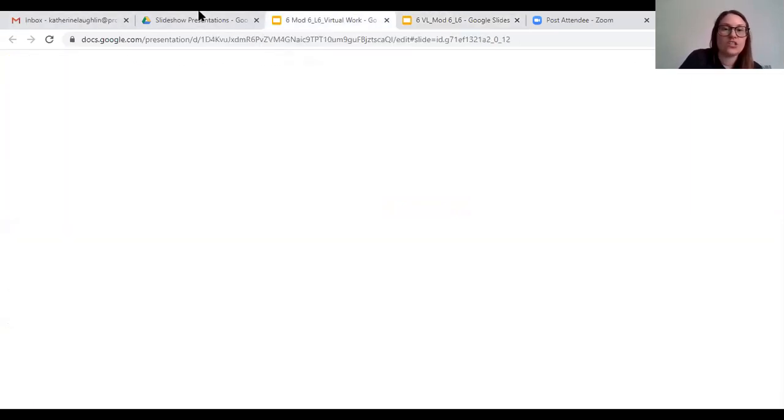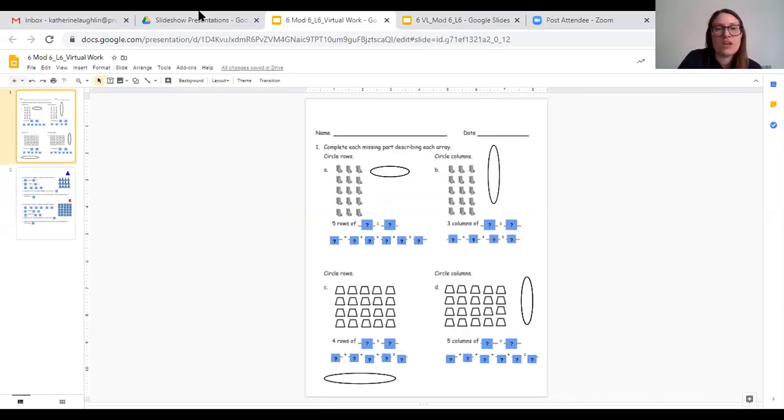I want to take a look at the worksheet just real quick so that you guys know what to do. So this is Module 6, Lesson 6, Virtual Work. The first question says, complete each missing part describing each array. So for part A, they want you to circle rows. So you're going to use these circles and put them around the rows. Then 5 rows of blank equals blank. You're going to put your answers in for each blue square here. 5 rows of blank equals blank, and what is the repeated addition equation that matches? For part B, you are going to circle columns. Remember, columns go up and down, so there's a little hint because the circle is tall. For part C, same thing, you're going to circle rows, and part D, you're going to circle columns.